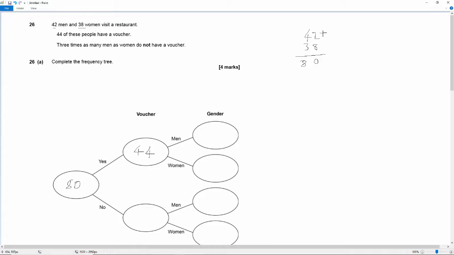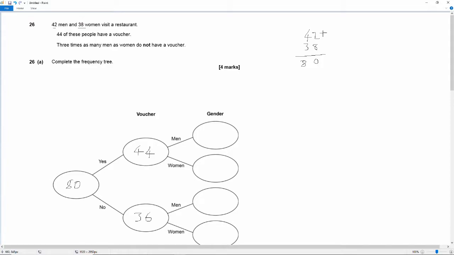So now we know that 44 people have a voucher out of a total of 80 people that visit the restaurant, which means that the remainder don't have a voucher. 80 minus 44, well 80 minus 40 is 40, and 40 minus 4 is 36.